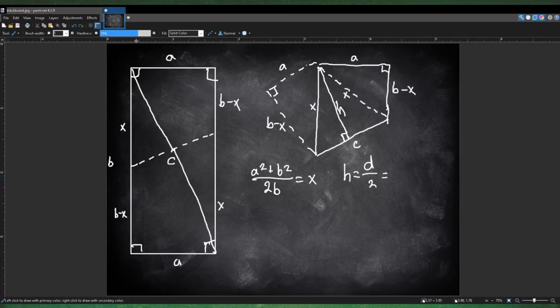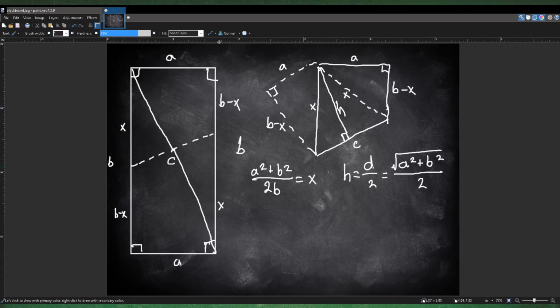And what is our diagonal? Well, it's just the square root, using the Pythagorean theorem, right? It's just a squared, this one's b, a squared plus b squared. So a squared plus b squared, and then take the square root to get our diagonal. And then we can divide by 2 to get our height.